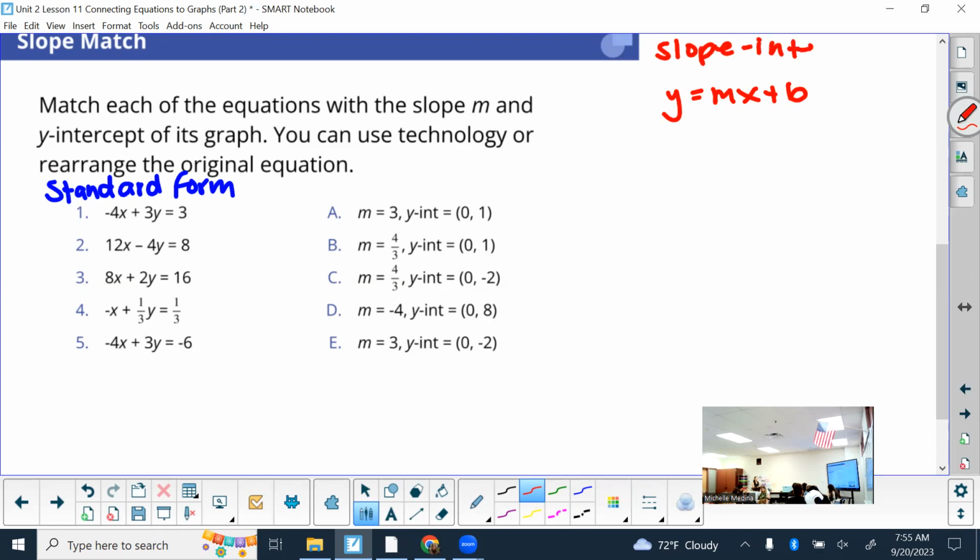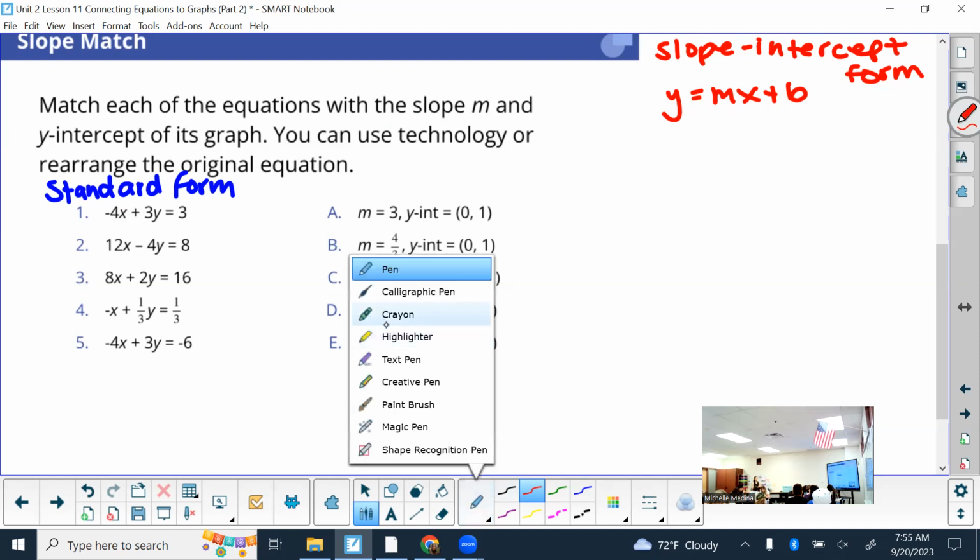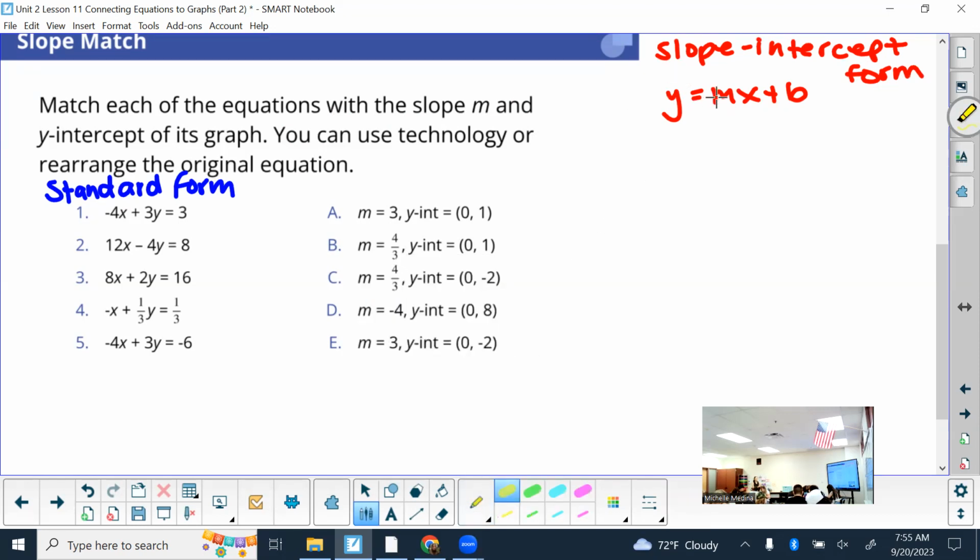Why, you might ask? Because you can clearly see the slope and the y-intercept. So that's why it's suggested maybe try rearranging it into slope-intercept form so that you could clearly see your slope and your y-intercept. So slope is always your m, always in front of the x, and b is your y-intercept. That's always like the single number that is there. All right, now number 4 was the one that was requested.